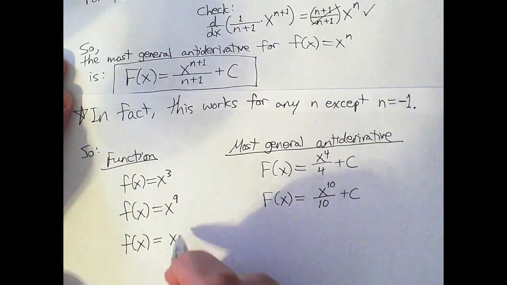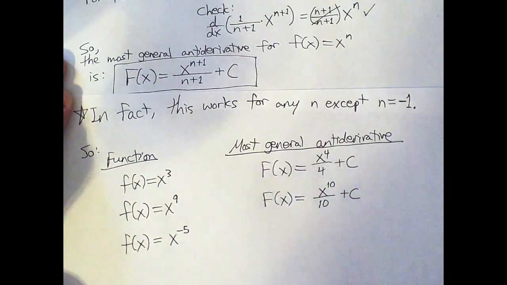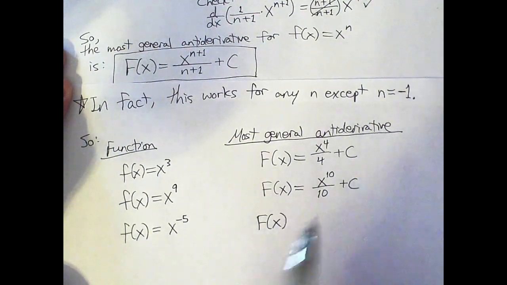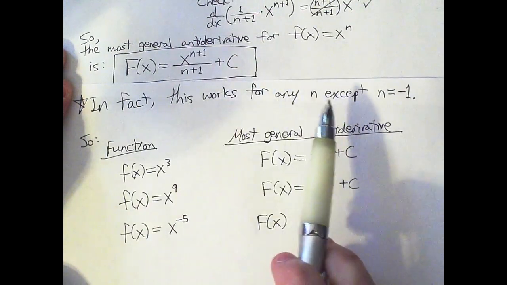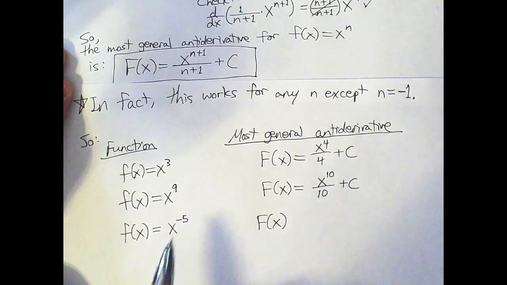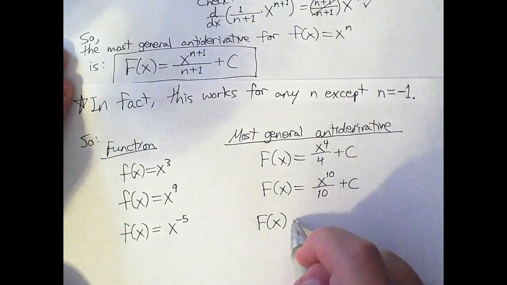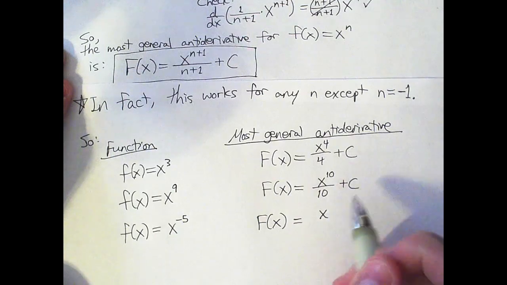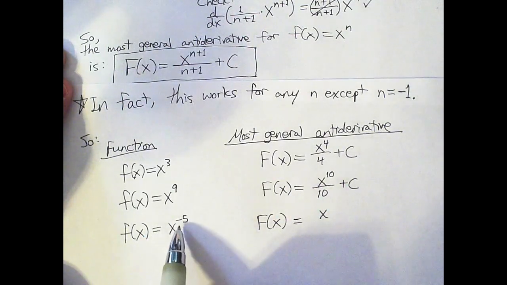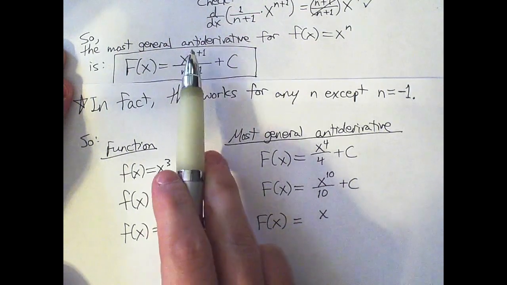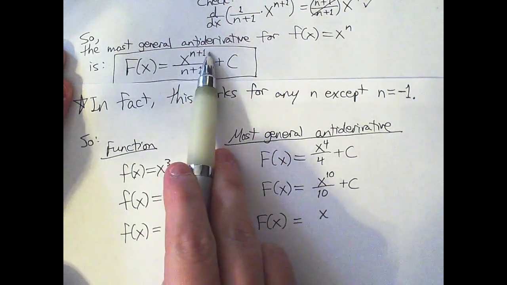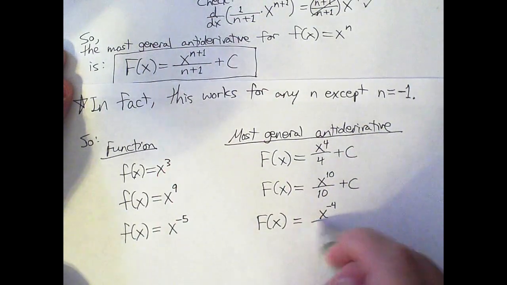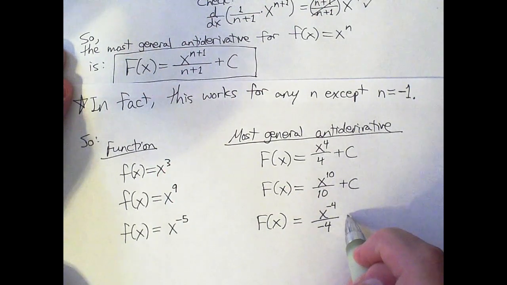What if you had x to the -5? I said that this rule works for any value of n except for -1. So yeah, this should work here for -5. So it's going to be x raised to the, what exponent do we need? If n is -5, then we need to increase -5 by 1. -5 plus 1 is -4. And then we also divide by that new exponent.